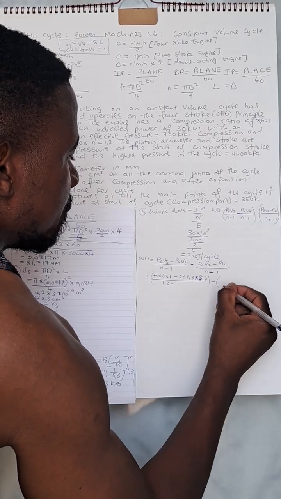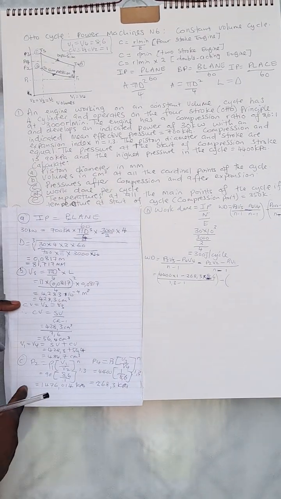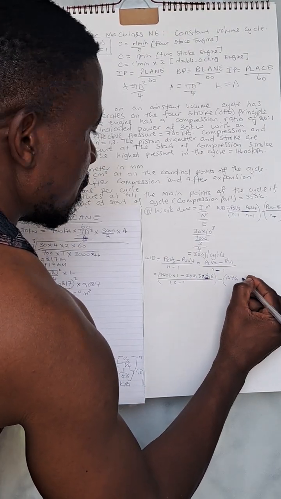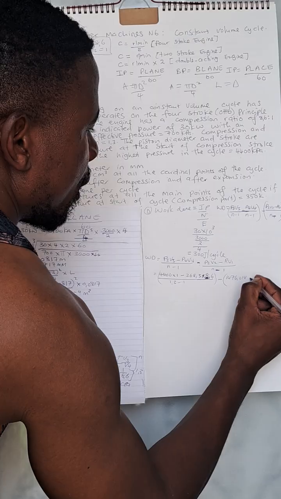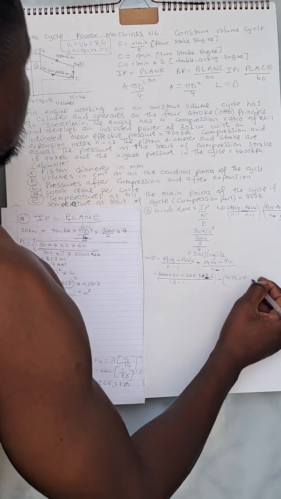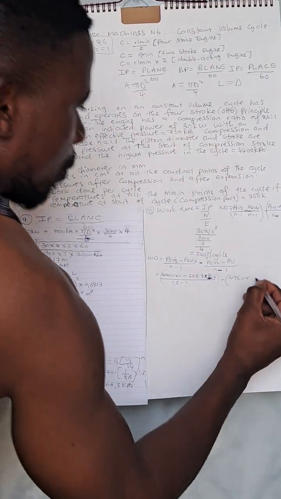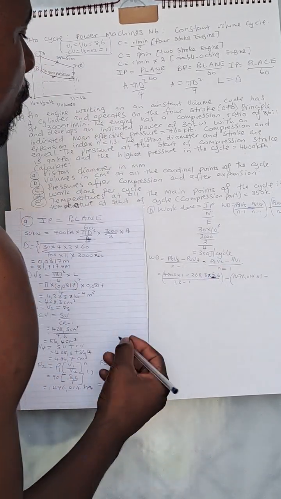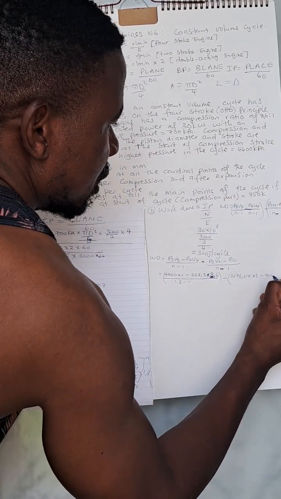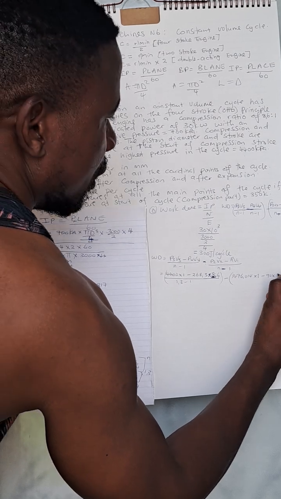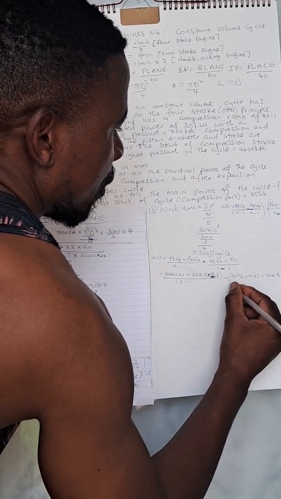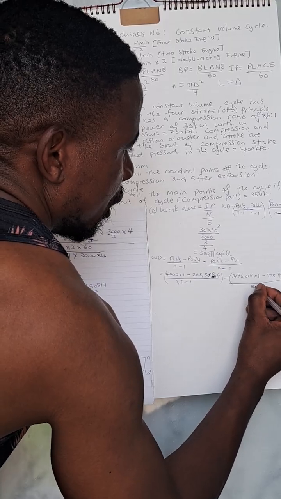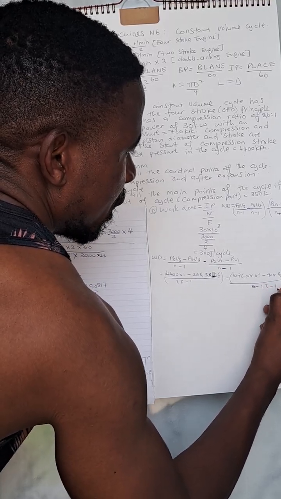Perfect. Minus P2. Our P2 we got is 1476.014 times V2. Our V2, we said it's 1 times (1 minus P1), which was given as 90, and then our V1 is 8.6, all divided by 1.3 minus 1.